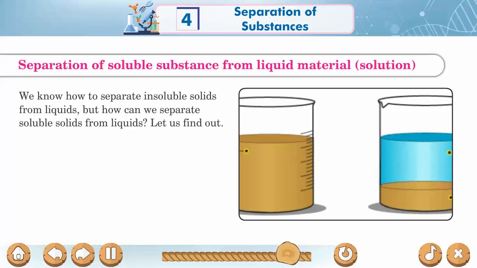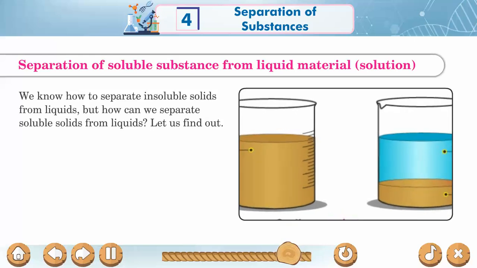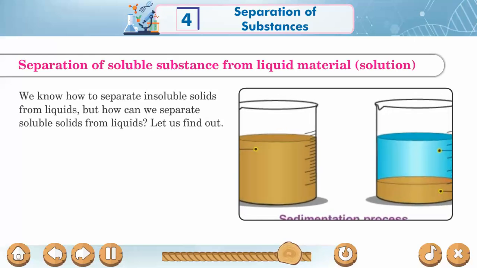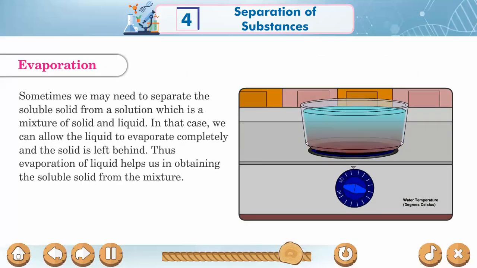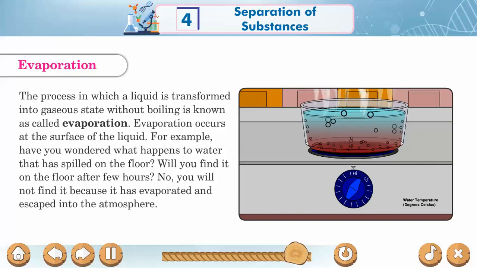We know how to separate insoluble solids from liquids, but how can we separate soluble solids from liquids? Let us find out. Evaporation. Sometimes we may need to separate the soluble solid from a solution, which is a mixture of solid and liquid. In that case, we can allow the liquid to evaporate completely and the solid is left behind. Thus, evaporation of liquid helps us in obtaining the soluble solid from the mixture. The process in which a liquid is transformed into gaseous state without boiling is called evaporation.